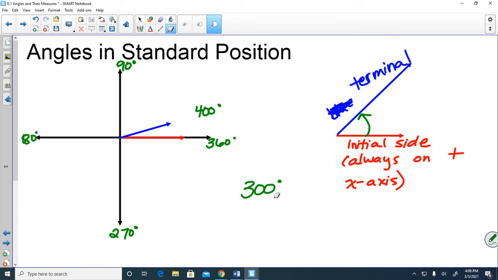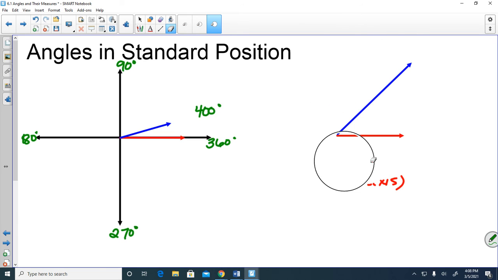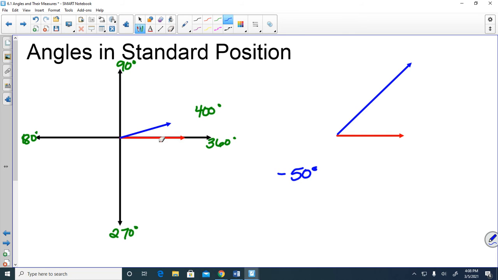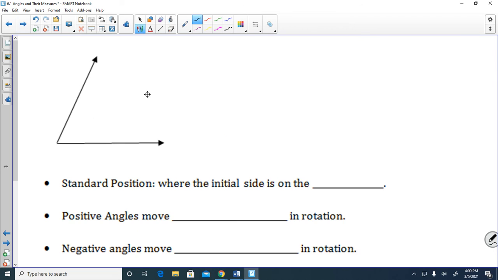Negative angles, so let's say I wanted to draw a negative 50-degree angle. If I were to draw a negative 50 degrees, instead of going up, we need to go down. So start right here, this is 0. Then I would go backwards 50 degrees. So I would go the other direction, and that would be a negative 50-degree angle. The negative angle tells me that I'm going the other way around, and I could go negative 270, negative 360, but that's how I would go. So in standard position, an angle is in standard position if the initial side is on the positive x-axis.